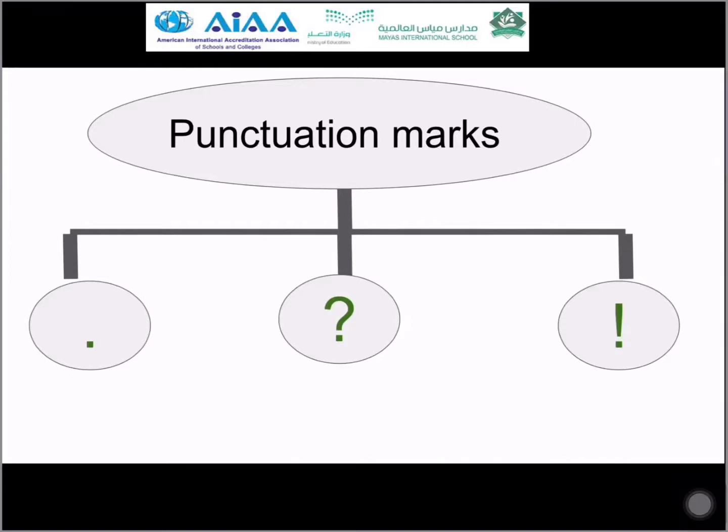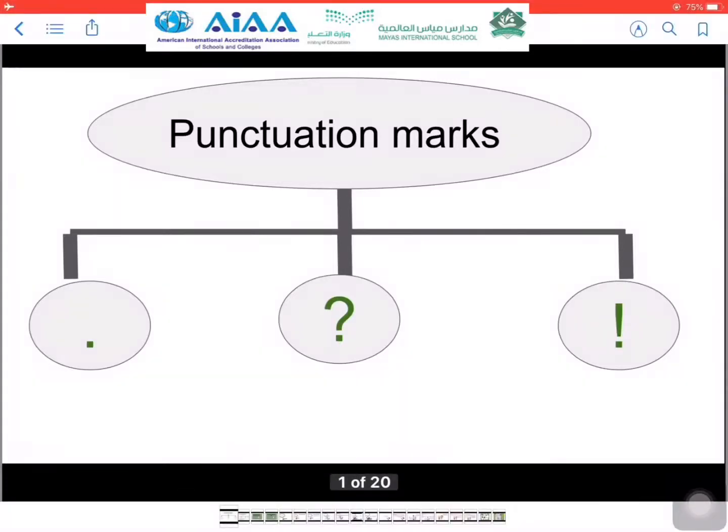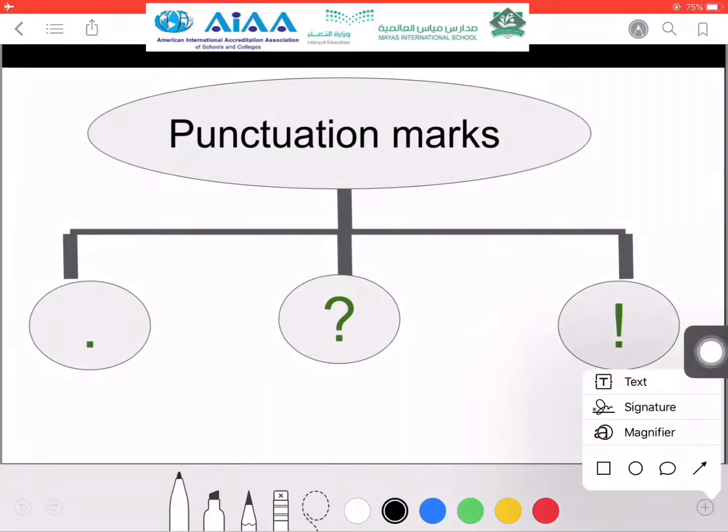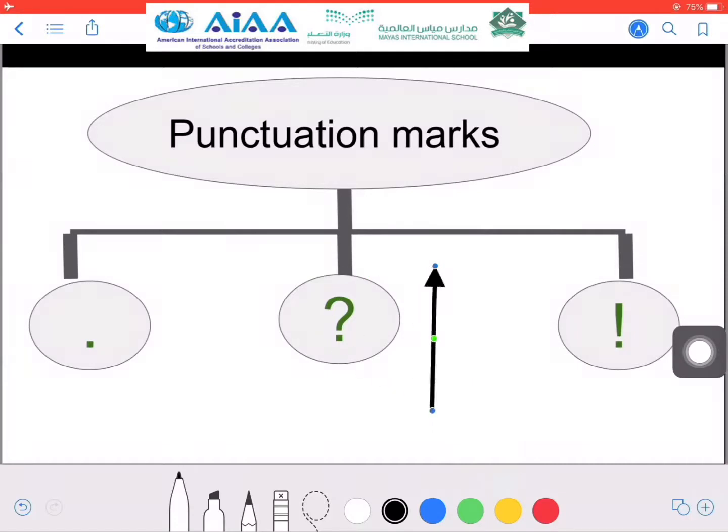Before we learn new information about our lesson, let's revise what we learned about punctuation marks. Do you remember punctuation marks? First, we have the period, question mark, and exclamation mark. We know that we put each one of them at the end of the sentence, right?